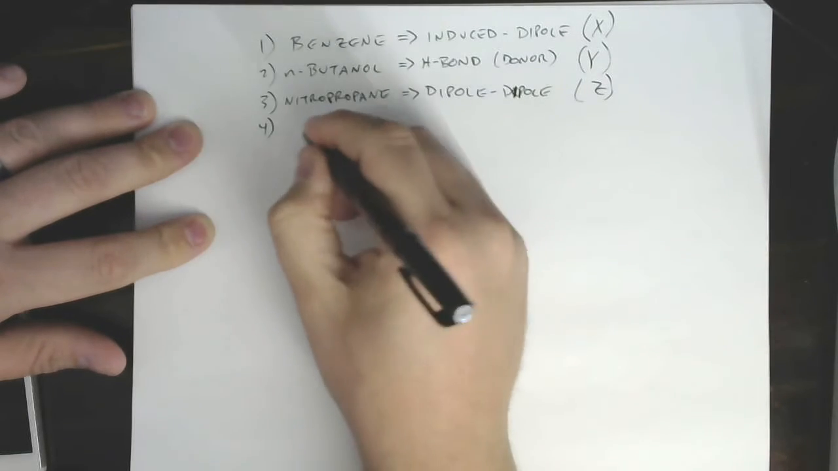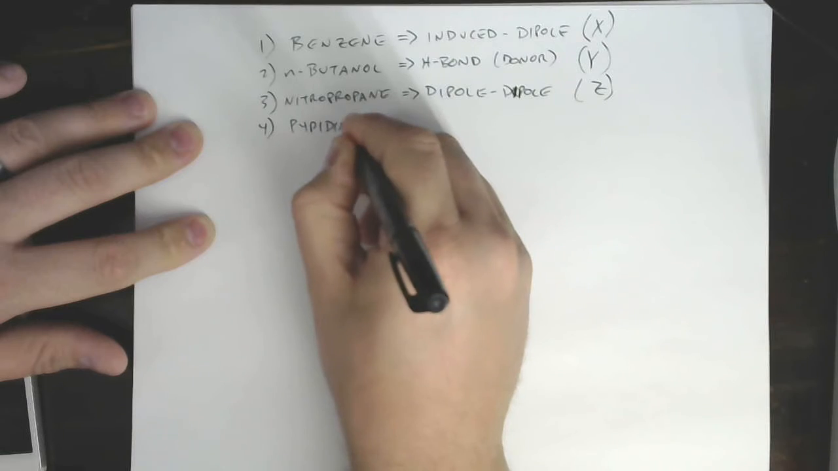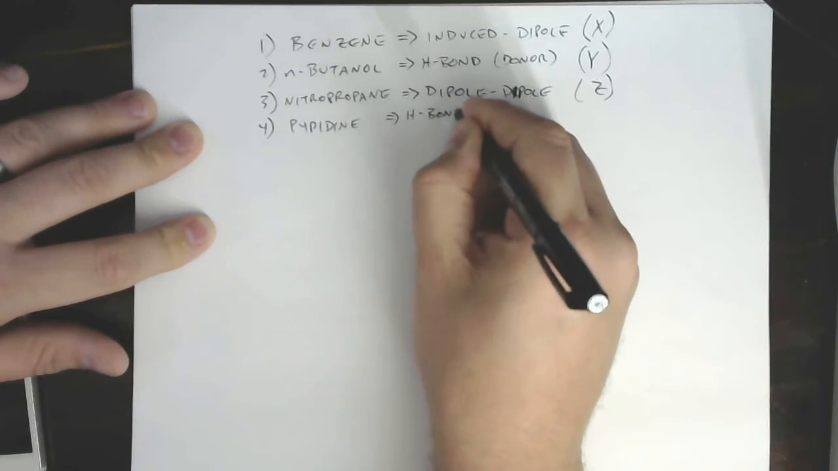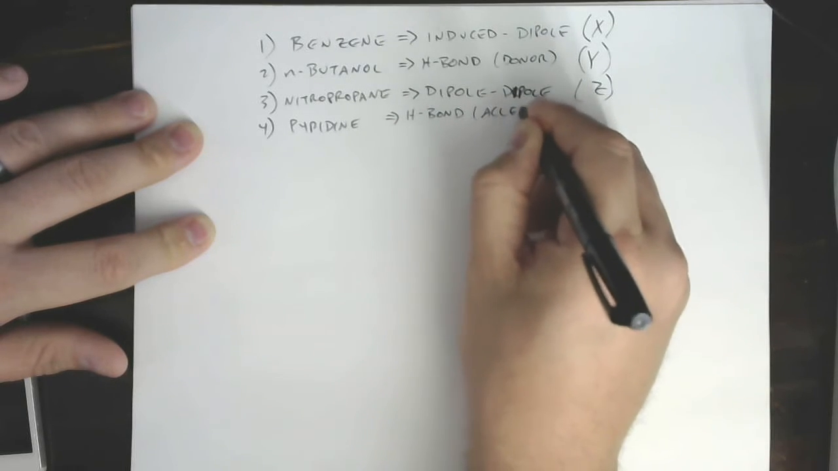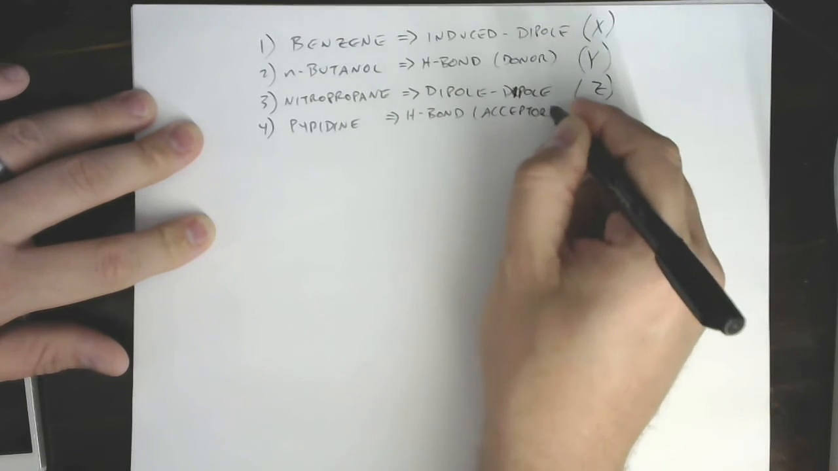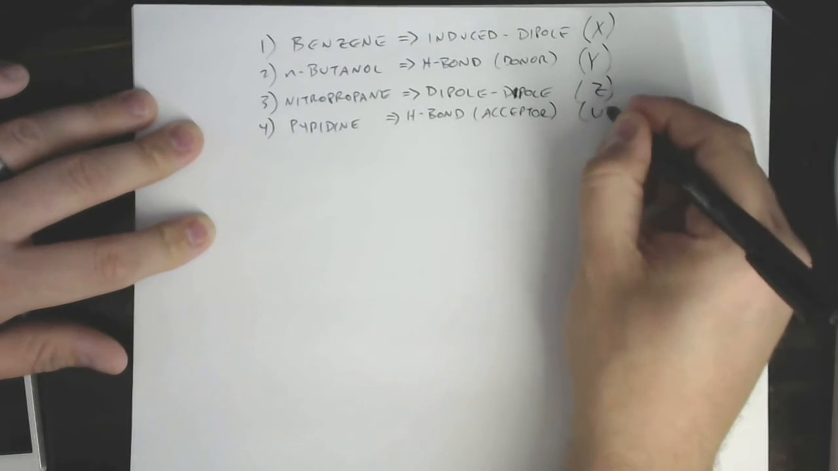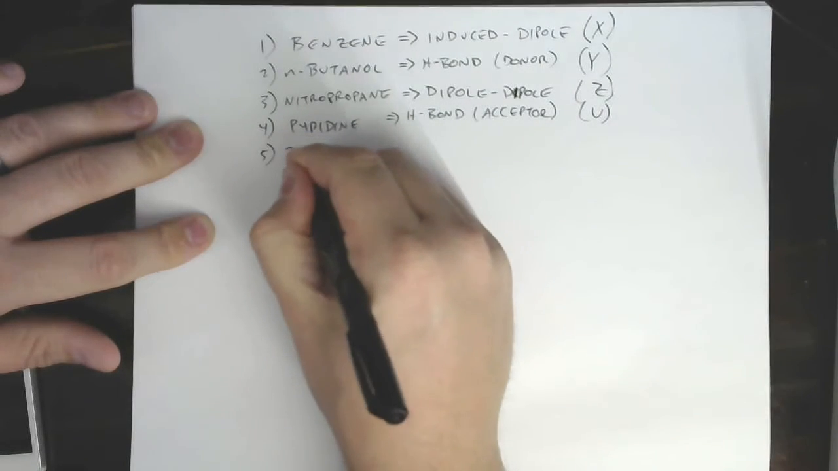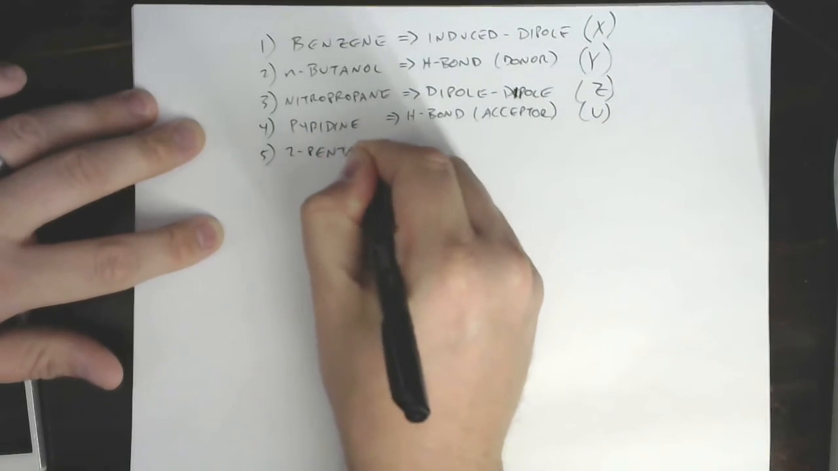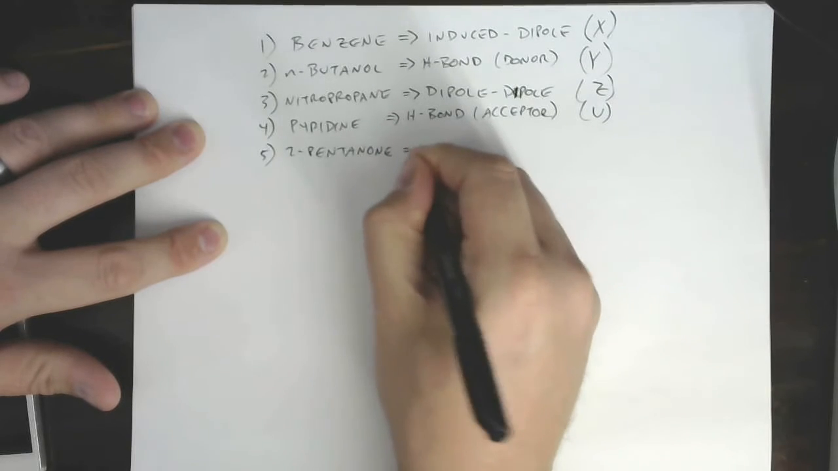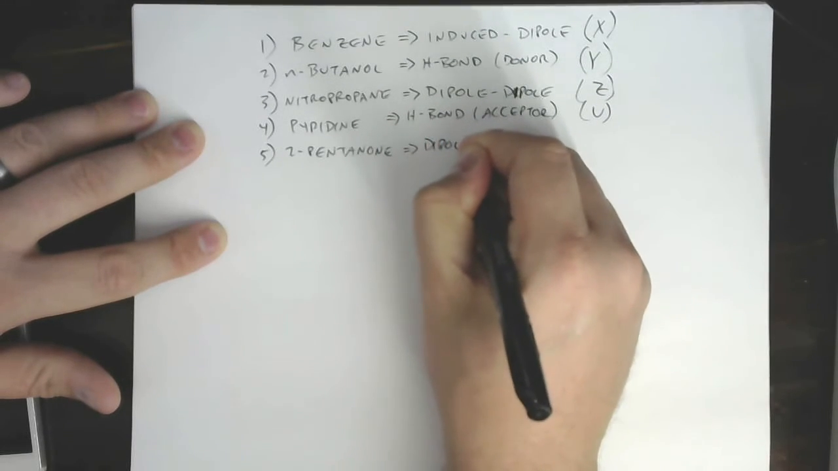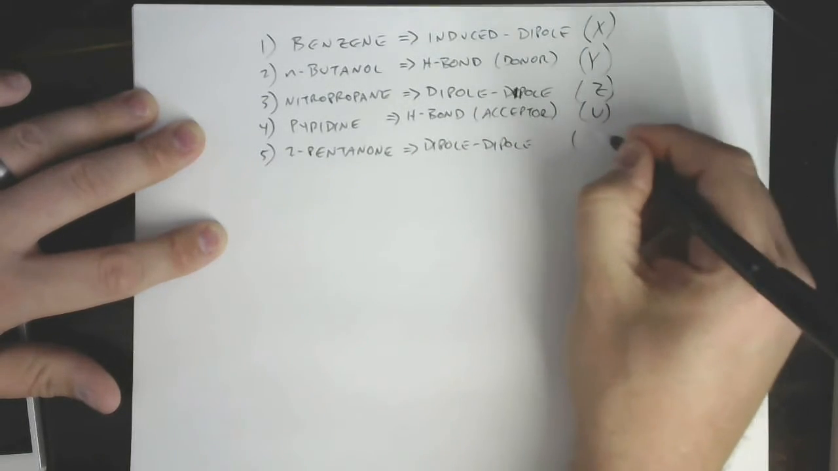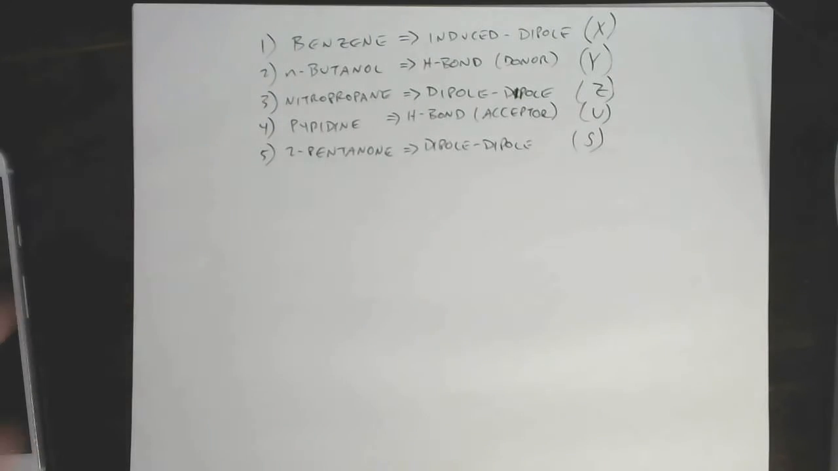4 is pyridine. This is meant to model hydrogen bonding as an acceptor. So it can accept the hydrogen bond from some stationary phase material. We're going to call that U. And the last one, 5, is 2-pentanone. And this is just another dimension of modeling dipole interactions, and we're going to abbreviate that S.